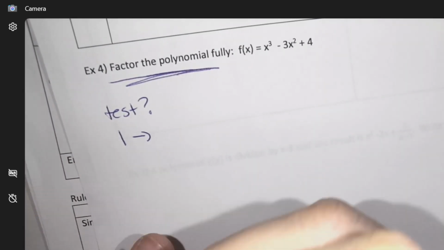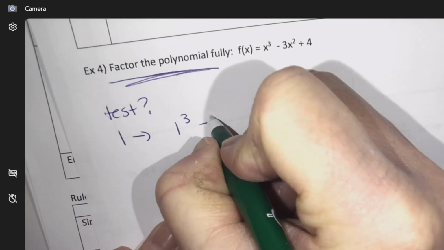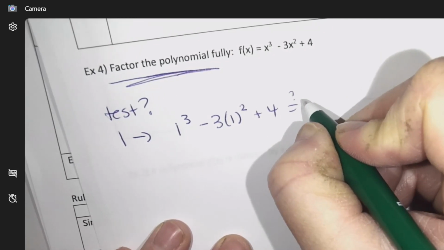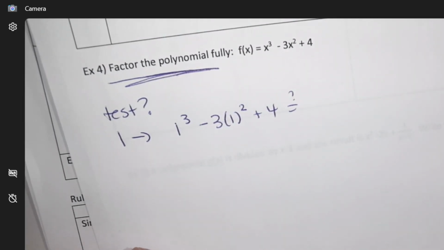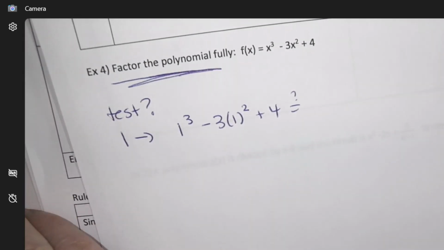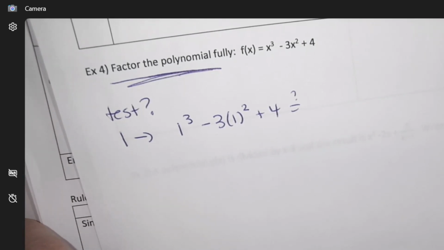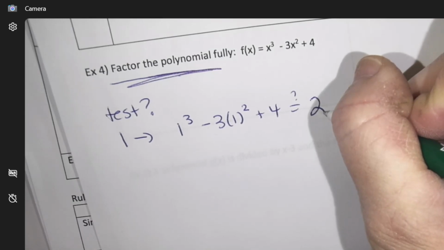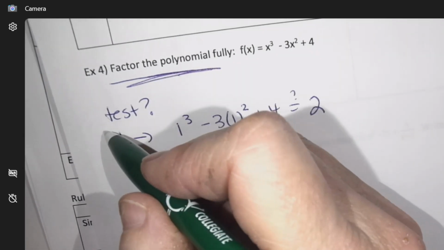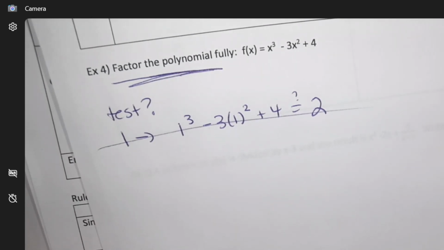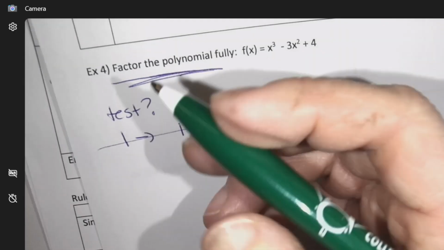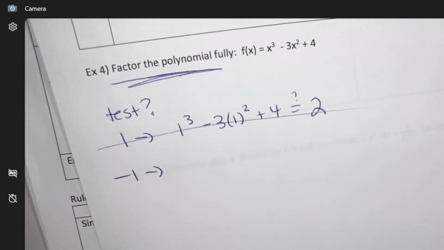Let's try 1. So what is 1 cubed minus 3 times 1 squared plus 4? What does it equal? Did you get 2? So guess what? Done. It didn't work. It had a remainder. This is a remainder. So I'm going to test negative 1.